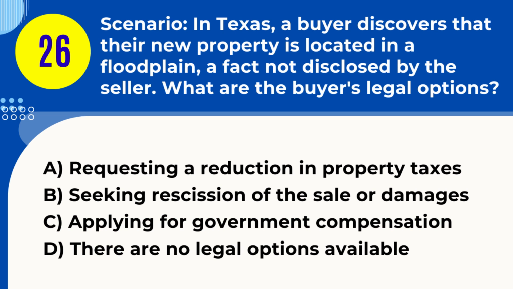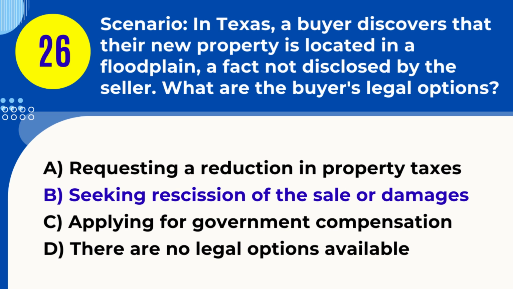Question 26. Scenario. In Texas, a buyer discovers that their new property is located in a floodplain, a fact not disclosed by the seller. What are the buyer's legal options? A. Requesting a reduction in property taxes. B. Seeking rescission of the sale or damages. C. Applying for government compensation. D. There are no legal options available.